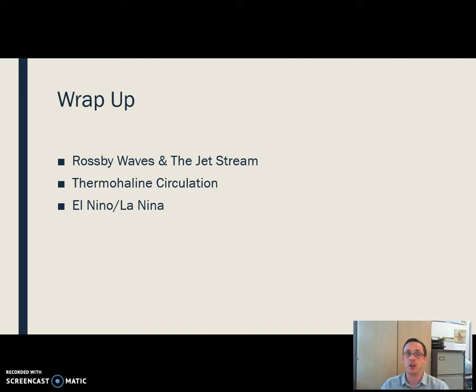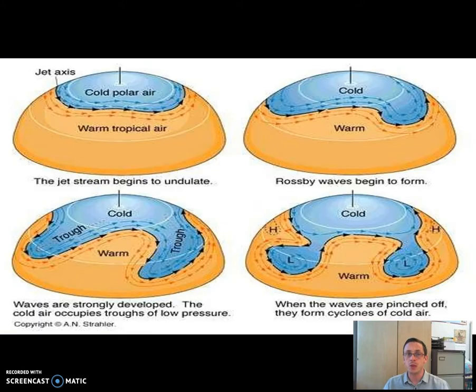So today we're going to be looking at Rossby waves in the jet stream, we're going to be looking at thermohaline circulation, and we're going to have a very, very brief look at El Nino and La Nina. Now, as I've said in lessons, these things don't come up as discrete questions in the exam, which is why we're not spending a huge amount of time on these, but they are things that can enhance your understanding about how the atmosphere as a system operates. So without further ado, let's start with talking about jet streams and Rossby waves.